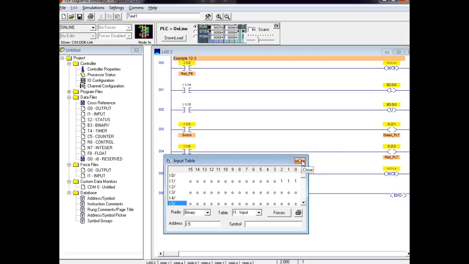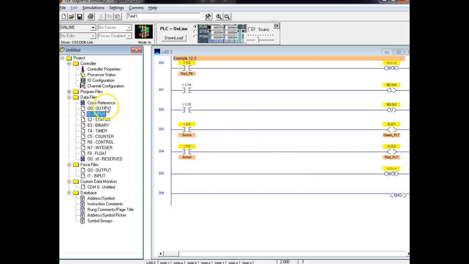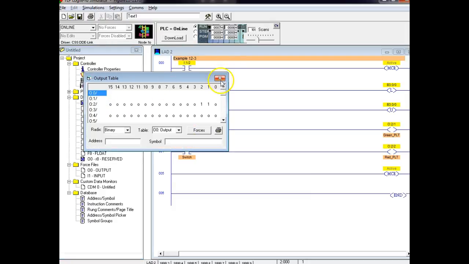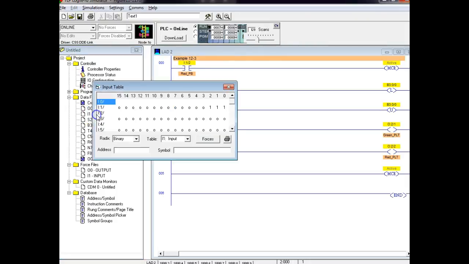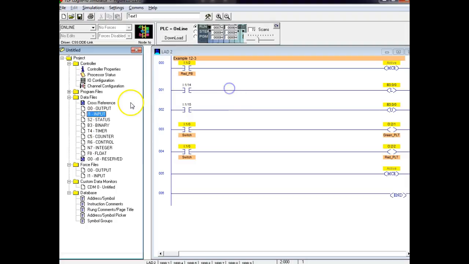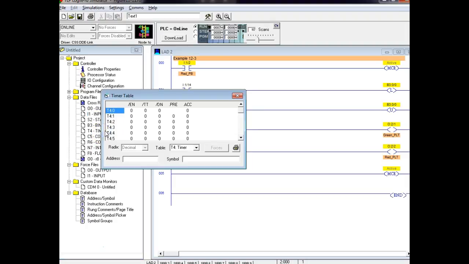Those are one of the biggest things that people who use PLCs have a problem with, going from motor controls to PLC: examine if closed and examine if open. These are available over here if you want to look at what's going on in your inputs. If you want to look at your outputs, here are your timers.